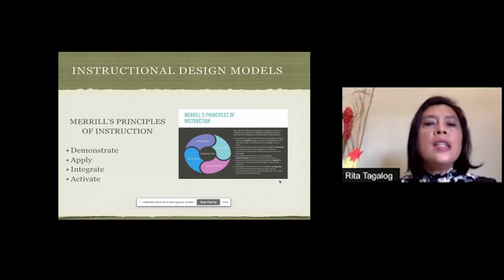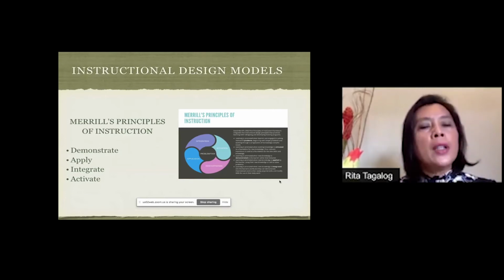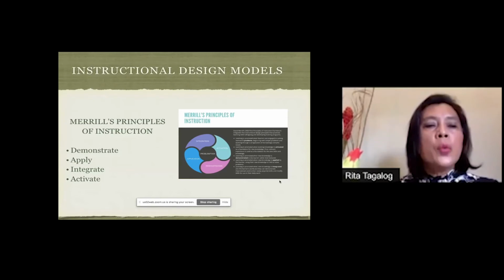So this is an example of the principles used by Merrill. So if we have to choose a particular cultural icon, then we need to identify whether this type of design model is applicable.